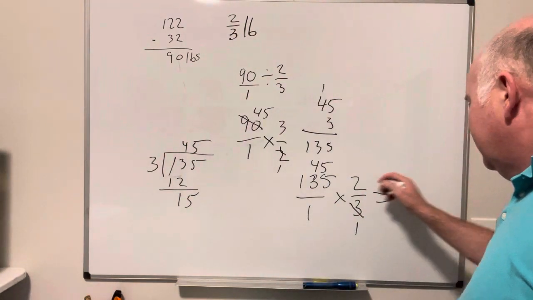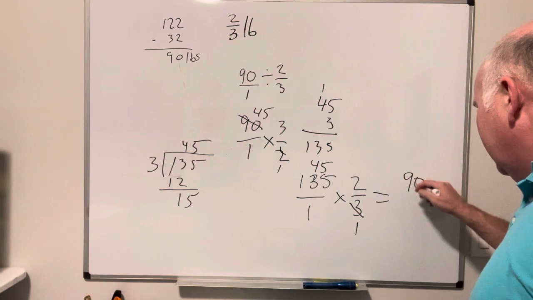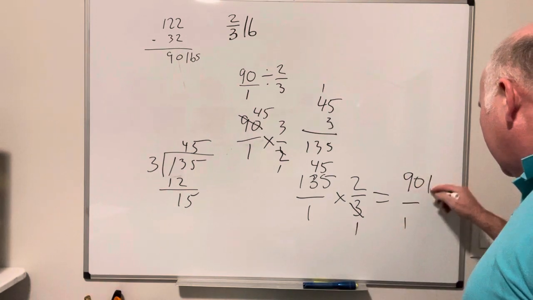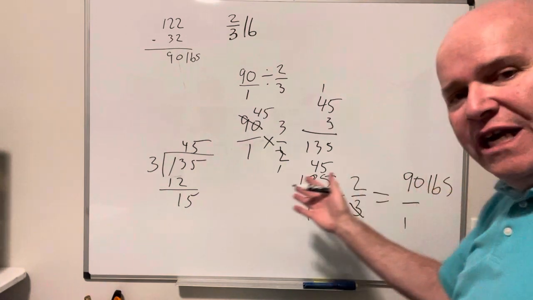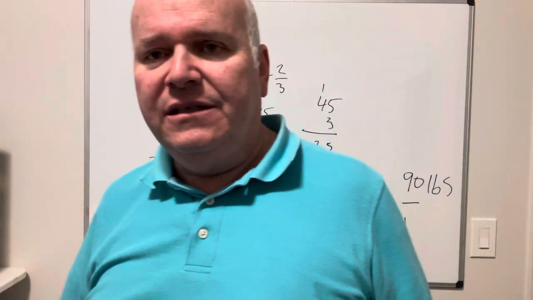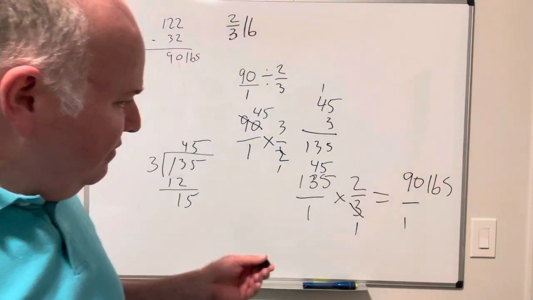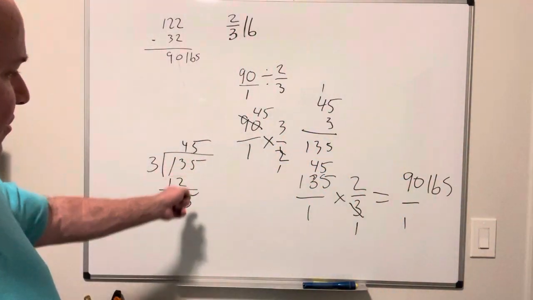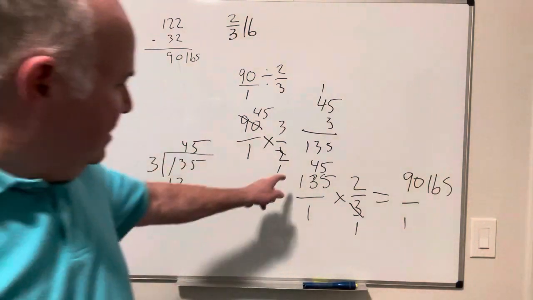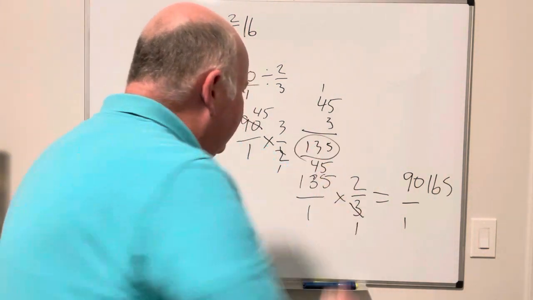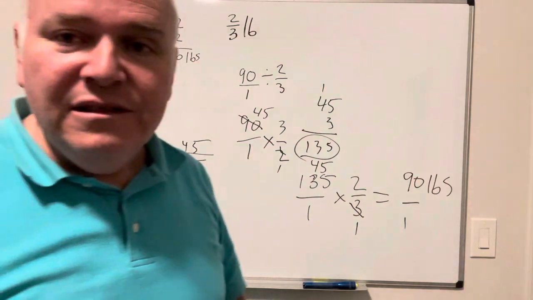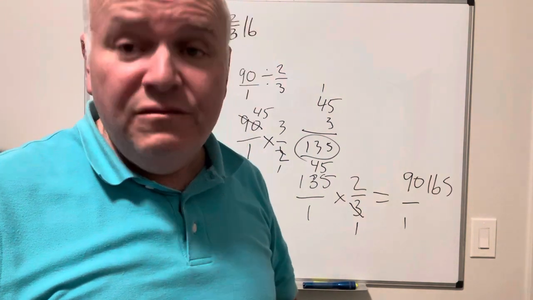Now, guess what? 45 times 2 is 90, over 1, that's just 90 pounds. So that's our check. We checked it. It's correct. 90 pounds. So 135 fittings is the answer right here. 135 fittings. So it was a division problem.